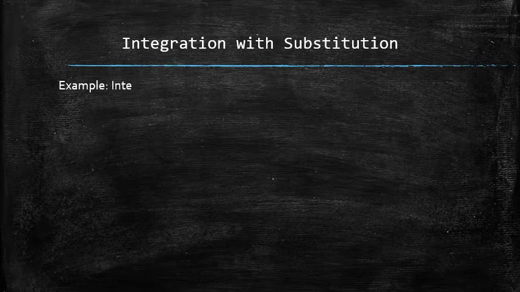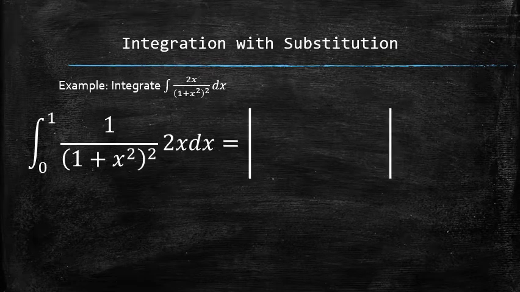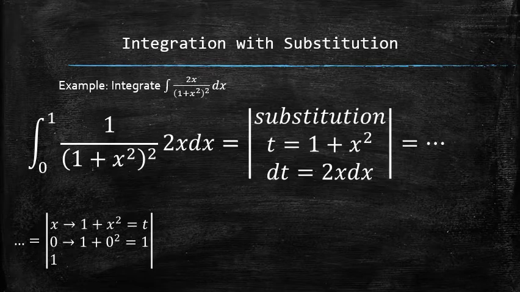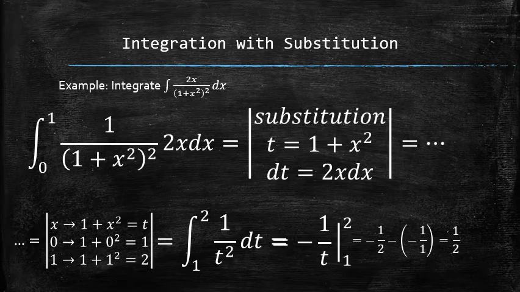Let's do the same example using an alternative approach. We again first recognize the following pattern by rearranging the terms. Then we set up the substitution by setting a new variable t equal to 1 plus x squared and finding the differential of t. Now, before we continue, we change the limits of integration by applying the function 1 plus x squared to the lower limit 0 and the upper limit 1 to get the new lower and upper limits 1 and 2. As a result, we now have a definite integral in terms of variable t, which we find using the fundamental theorem of calculus.